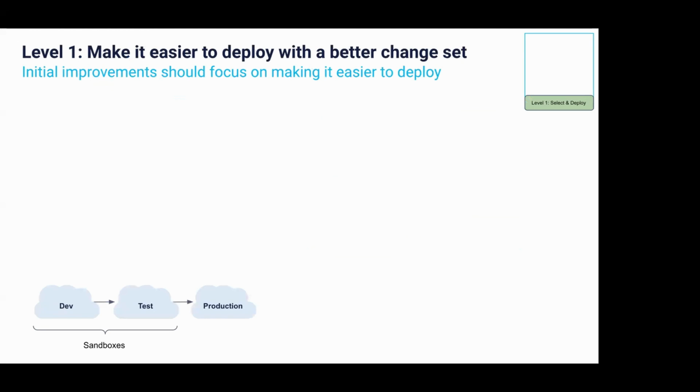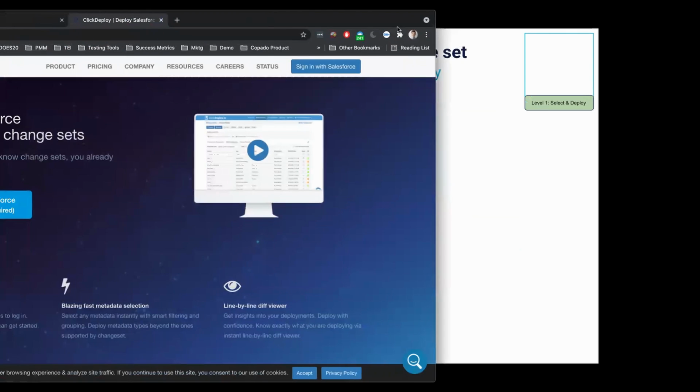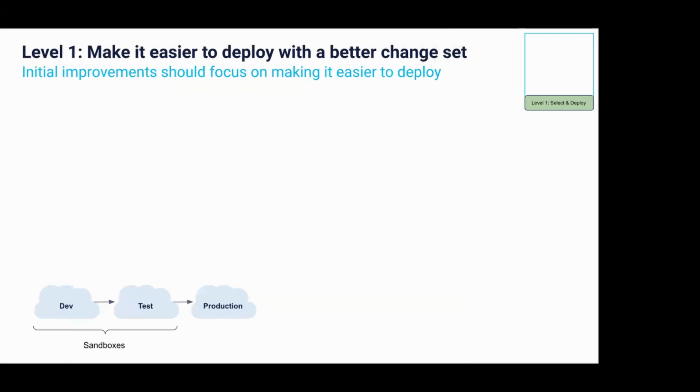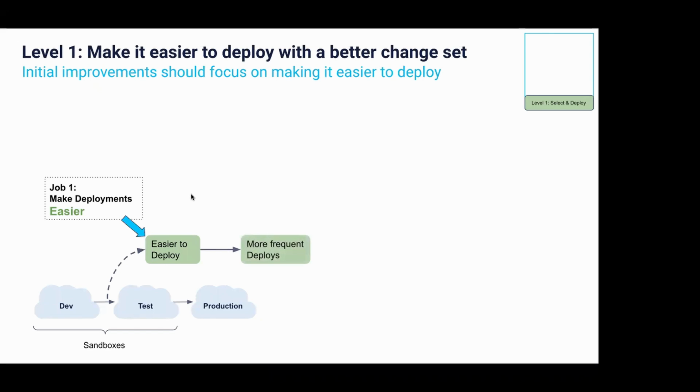So like I said, the first job, make it easier to deploy. Job number 1, make it easier to deploy. How can you do that? One way is you build a better change set, and that's kind of what Click Deploy is, right? It's a better change set, makes it easier to select, easier to deploy. What happens then if you make deployments easier is that you can deploy more frequently. And if you deploy more frequently, you have improved satisfaction. You avoid a lot of the problems that we described earlier. So just that alone is a really good place to start.